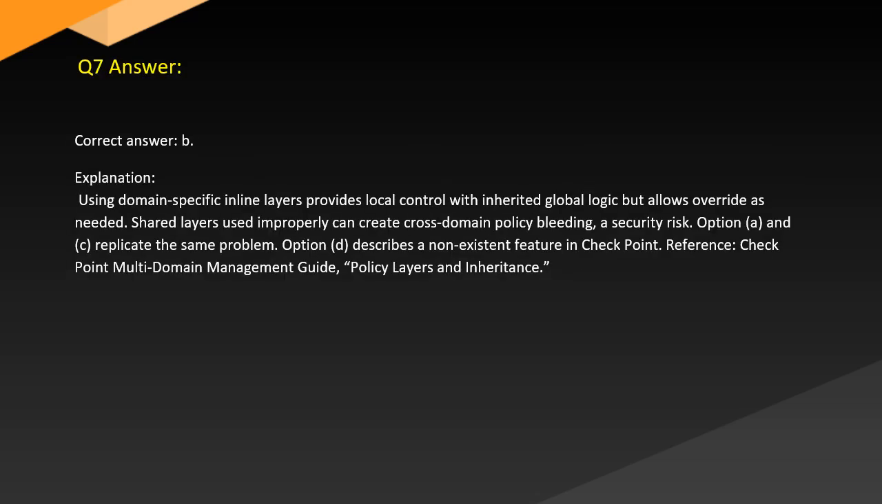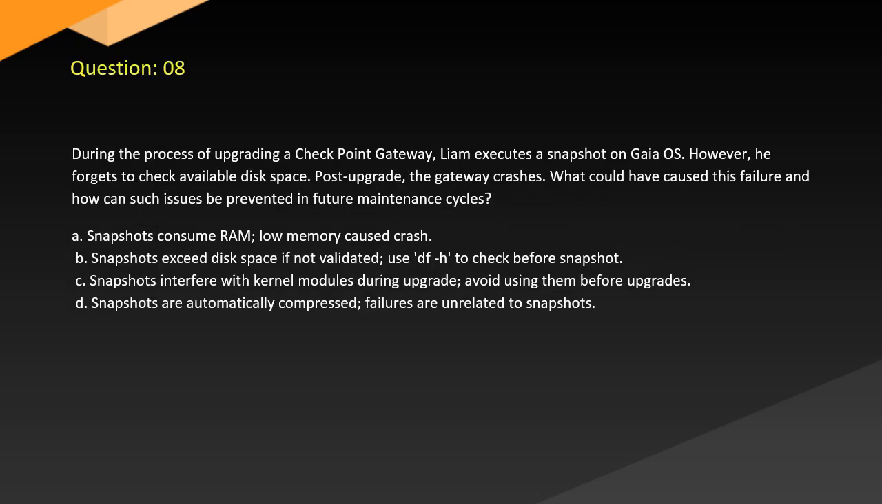Answer. Correct answer: B. Explanation. Using domain-specific inline layers provides local control with inherited global logic but allows override as needed. Shared layers used improperly can create cross-domain policy bleeding, a security risk. Options A and C replicate the same problem. Option D describes a non-existent feature in Check Point. Reference: Check Point Multi-Domain Management Guide, Policy Layers and Inheritance. Question 8.